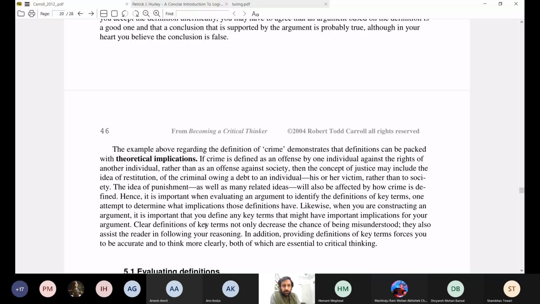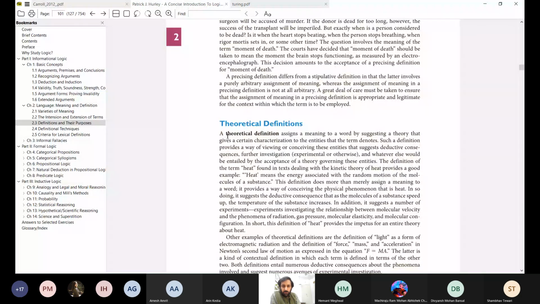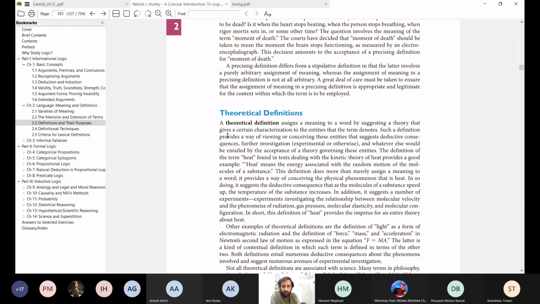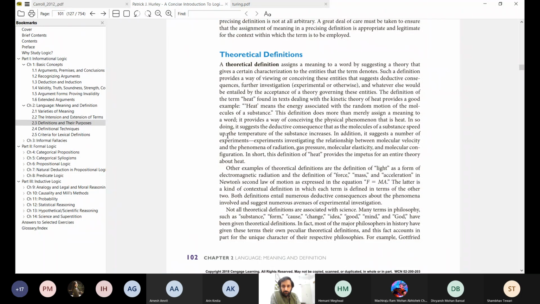Let me go back to Hurley for a second for another kind of example. So Arnesh, why don't you continue here with this line from this paragraph?